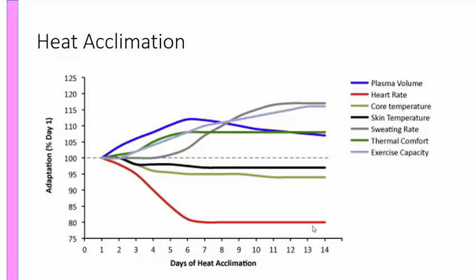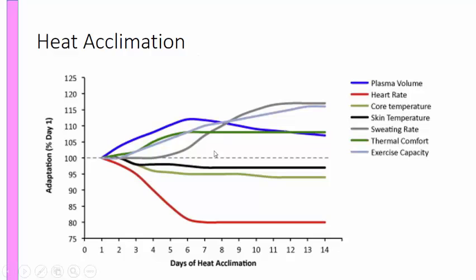It all has to do with cardiac output. You see in the black and this light green line that our skin and core temperature decrease, so we are better prepared for having an increase in our core body temperature by exercising in the heat.